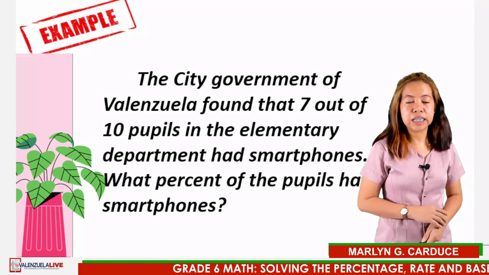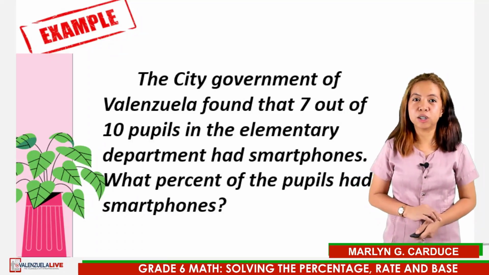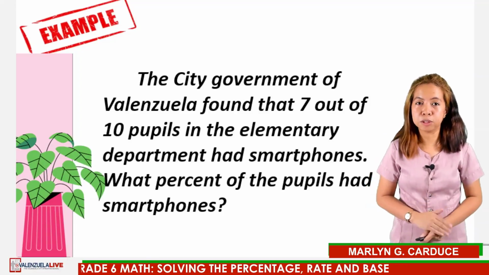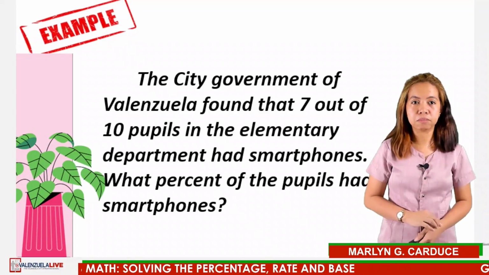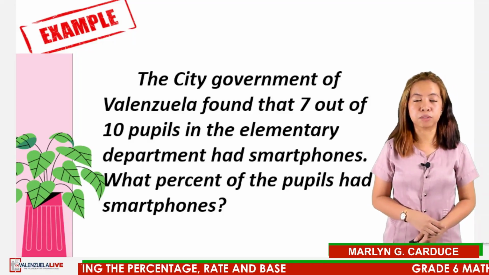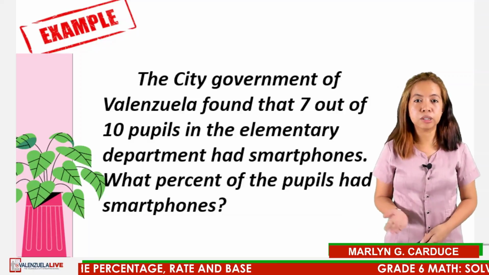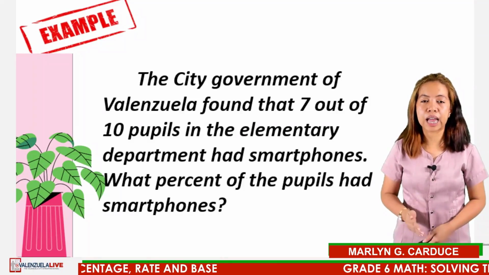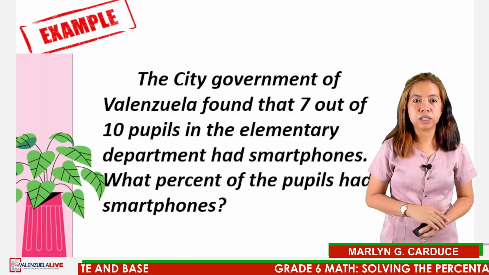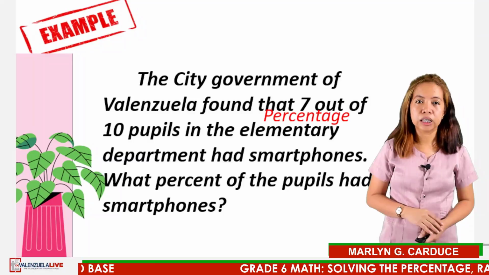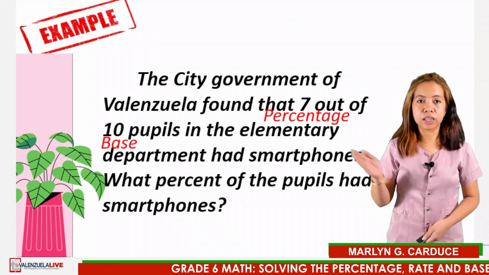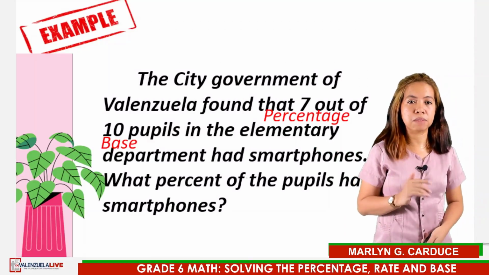So let's have example number 2. The city government of Valenzuela found that 7 out of 10 pupils in the elementary department had smartphones. What percent of the pupils had smartphones? In this problem, we're looking for the percent of the pupils that had a smartphone. Our givens are 7, which serves as our percentage, and 10 pupils, which serves as our base.